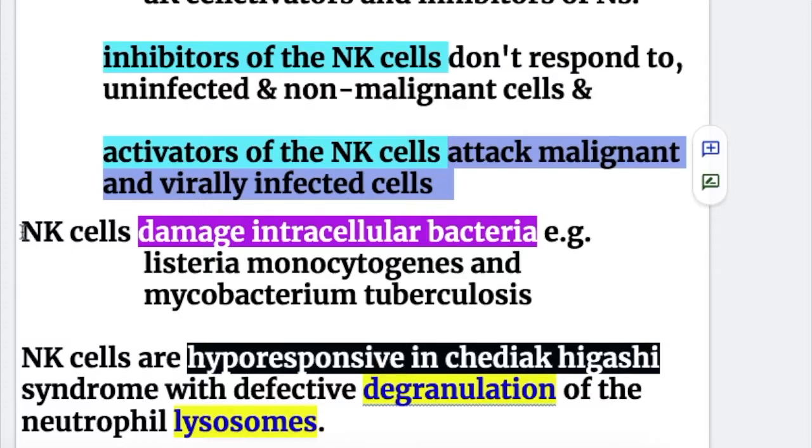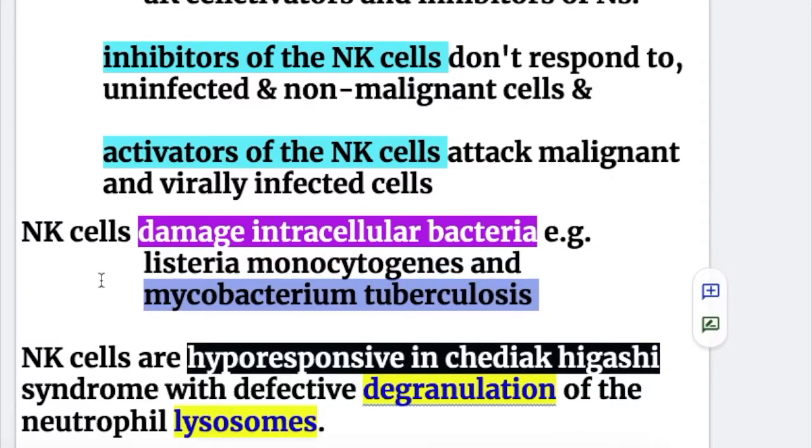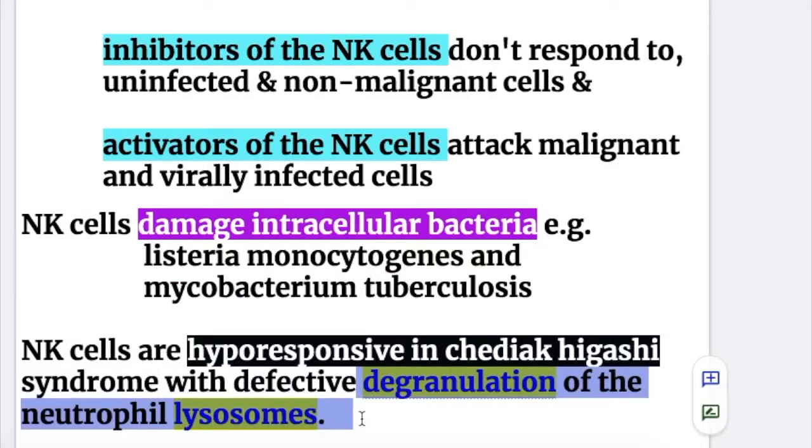The other function of NK cells is that they damage intracellular bacteria, for example, Listeria monocytogenes and Mycobacterium tuberculosis. They are also attacked by NK cells. The function of the NK cell is hyper-responsive in which disease? In Chediak-Higashi syndrome, with defective degranulation of the neutrophil lysosome.